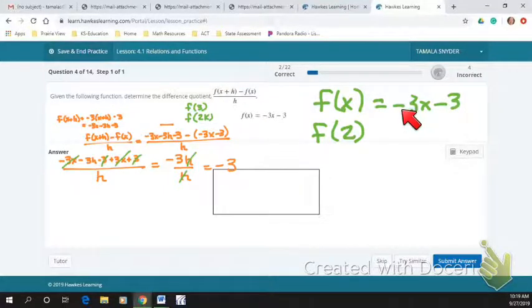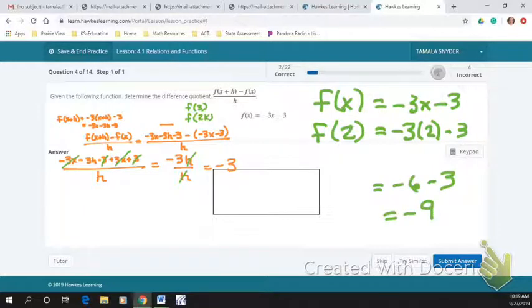Okay? If I go to function f, which is right here, and I replace the x with a 2, I will have negative 3 times 2 minus 3. Okay? Which is negative 6 minus 3, which is negative 9. So f of 2 is equal to negative 9.